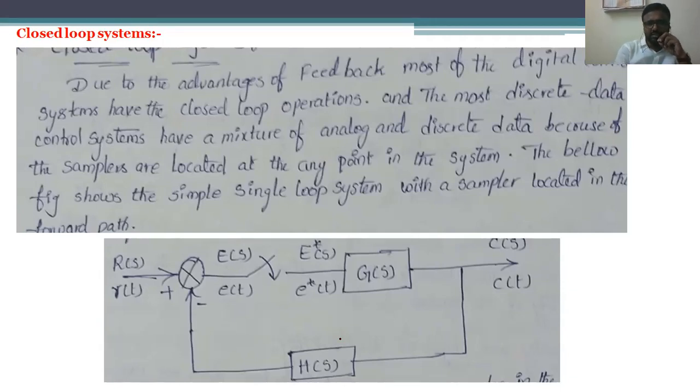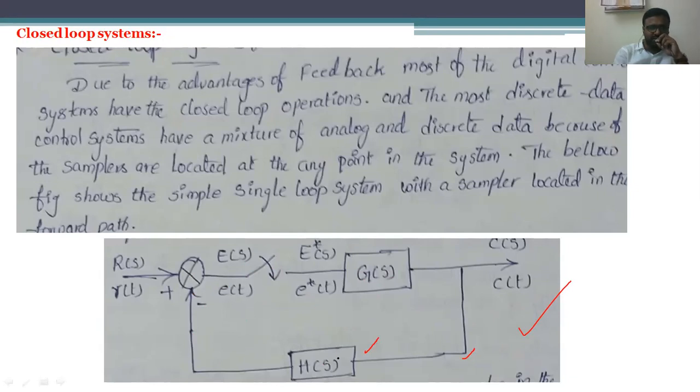Okay. So this is the diagram which represents the closed loop system. Try to observe this one. This G of S is the discrete data system and H of S is also a discrete data system which is connected to the input of the system through a feedback path. So this entire system is called a closed loop system. That means this entire system is framed as a closed loop. Why?